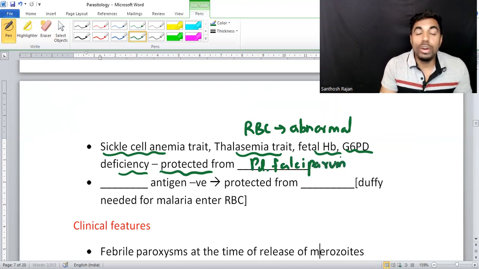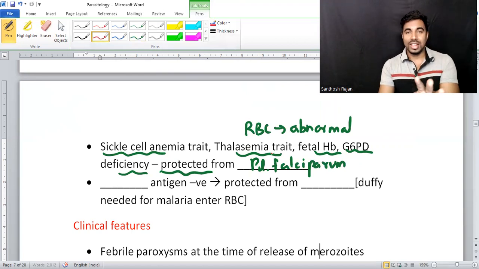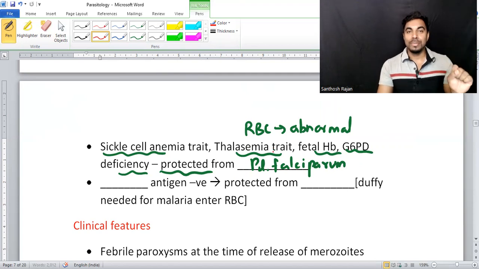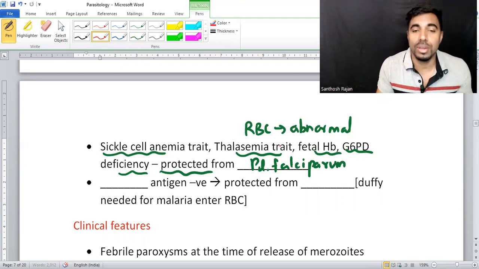Plasmodium falciparum will not attack if the patient has sickle cell or thalassemia. It's a problem. But do you remember one bacteria which likes sickle cell anemia and causes osteomyelitis? Salmonella. Okay, one Salmonella is there that likes sickle cell. But falciparum doesn't like sickle cell patients or thalassemia patients or G6PD deficiency, anything related to RBC abnormality.